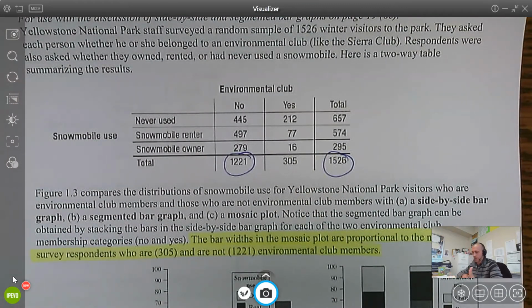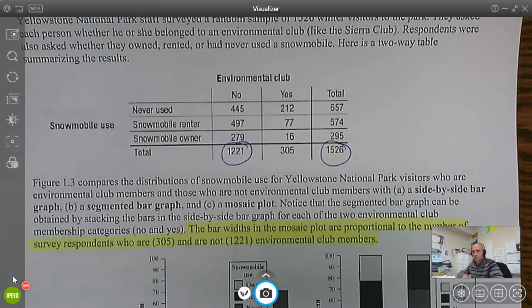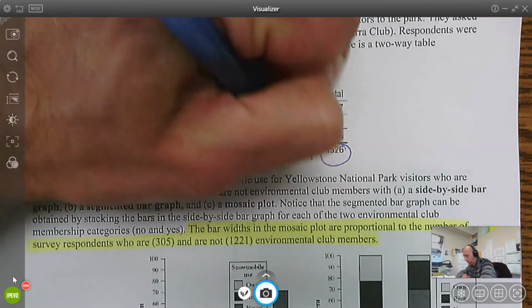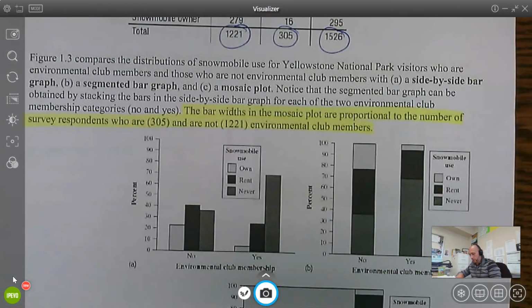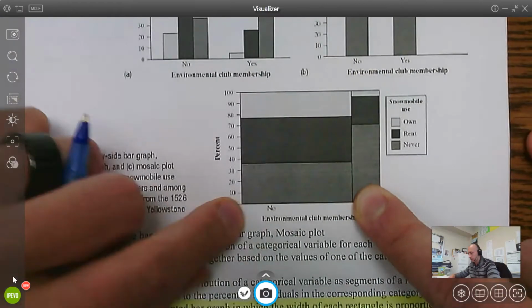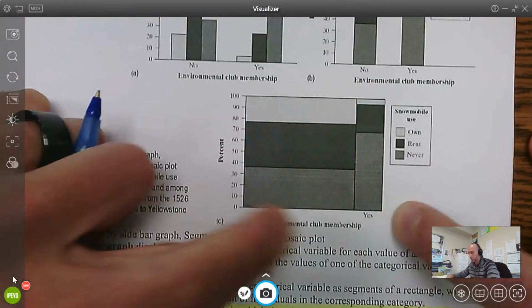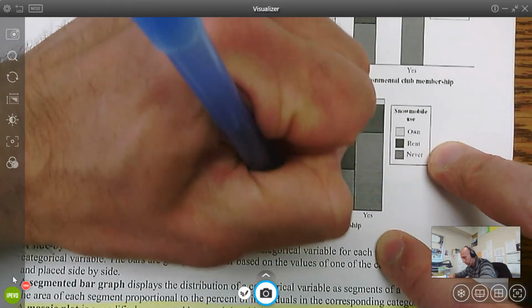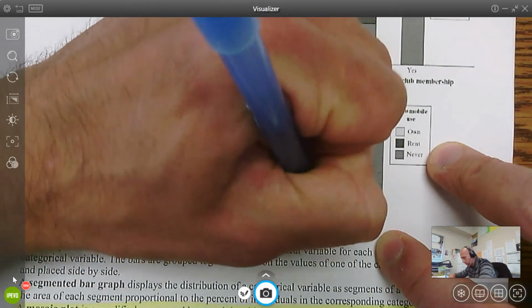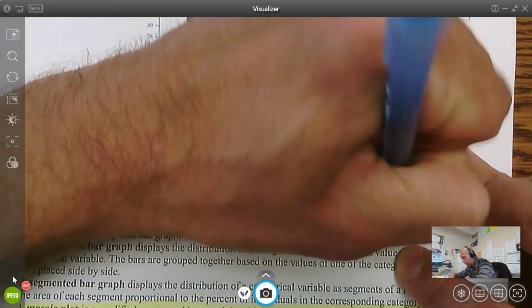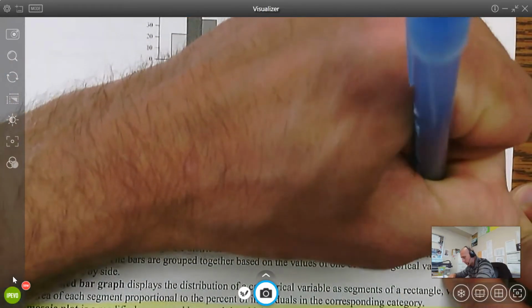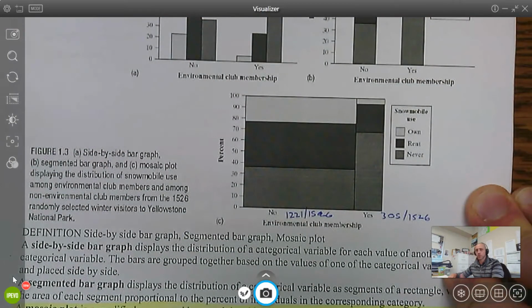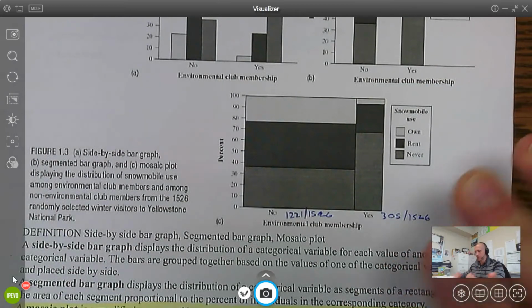Let's call it about 80%, I think, of the respondents were a no, and the remaining 20% were a yes. So the mosaic plot, this is about 4 times the width of this one. That represents the 1,221 out of the 1,526, that percent versus the 305 out of that. That's all. So it's just a modified segmented bar graph.